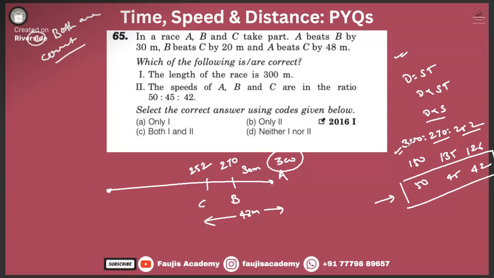Let's say we do not know 30 meters. Then how will we proceed? We do not know 300 meters. So in that case, shall we assume that the length of the race is x? Yes, sir. We'll have to assume this as x, right?